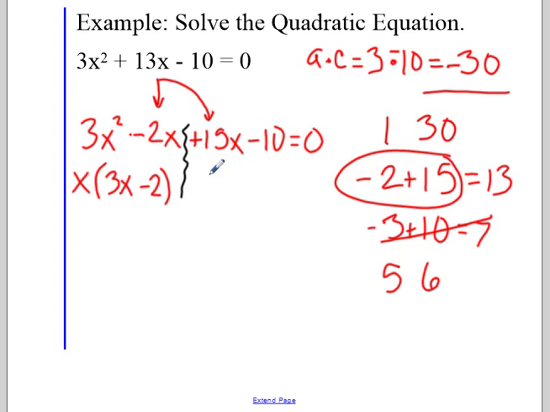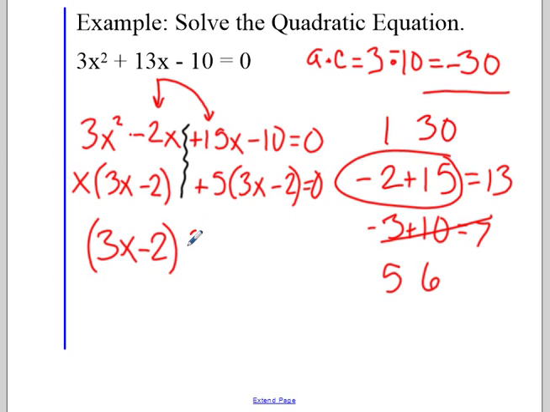The GCF in the second two terms is a 5. A positive 5 or a negative 5? Well, let's try a positive 5. 15 divided by 5 is 3x. 10 divided by 5 is 2, negative 2. I did end up with the same exact 3x minus 2 in both sets of parentheses. That means it is definitely a part of my factors. And the other factor is the GCF, x and 5.